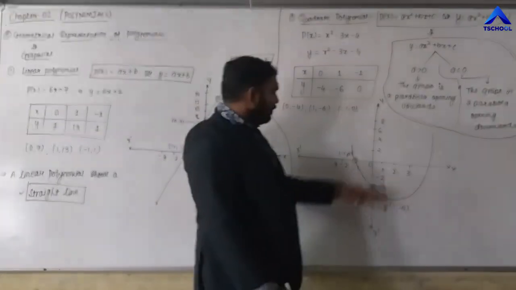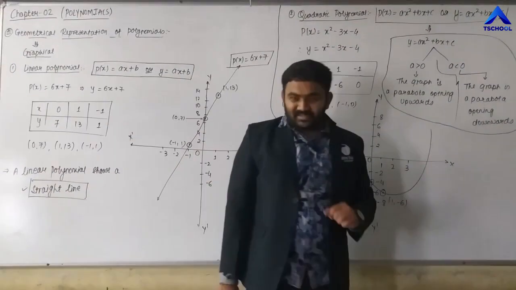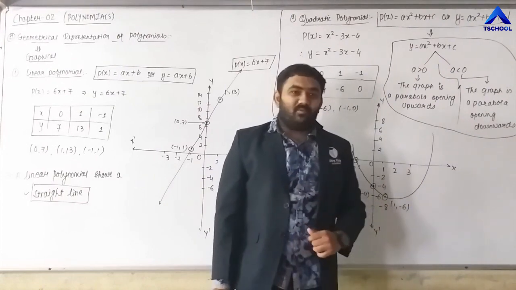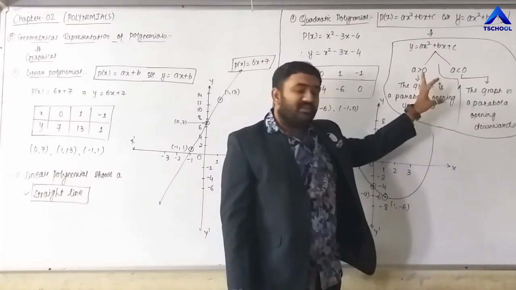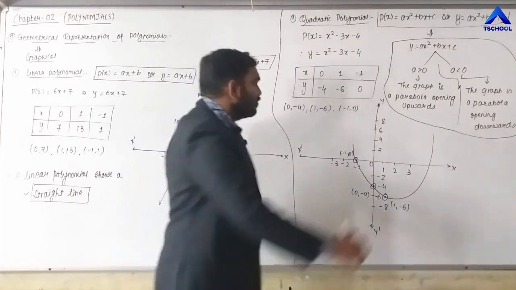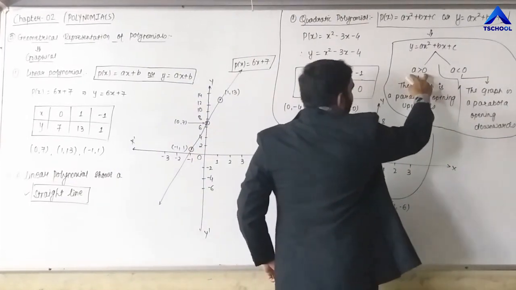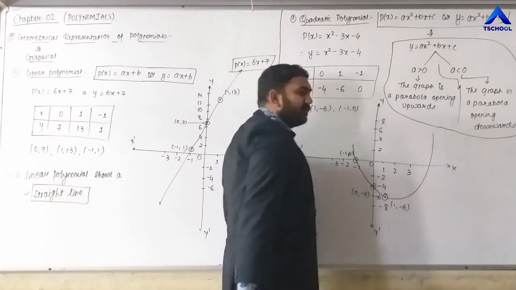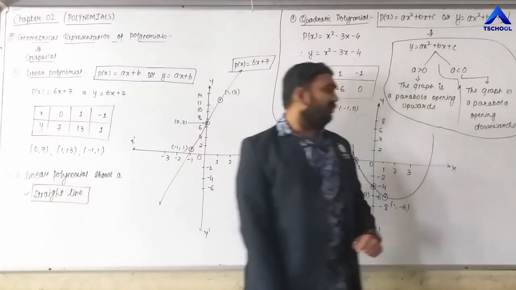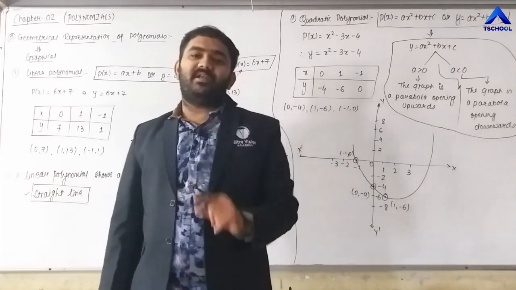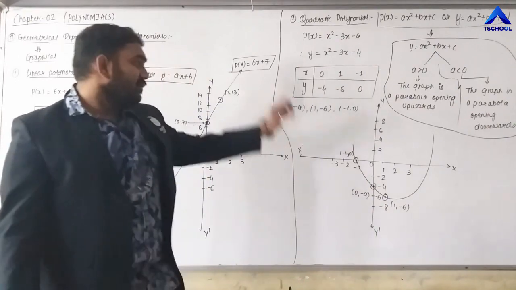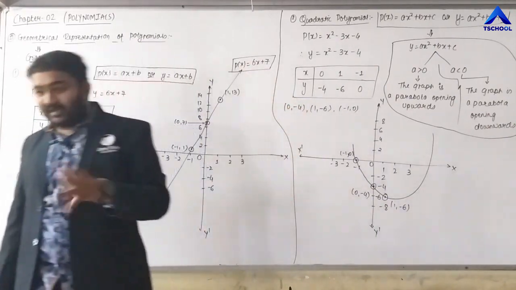So we were discussing the question that was asked here in the examination: the nature of the graph of a quadratic polynomial, right? So again we shall discuss here that if a is greater than 0, then the graph is a parabola opening upwards, and if it is less than 0, then the graph is a parabola opening downwards. This was the question that was asked in the recent board examination, right? So you must look at this again.